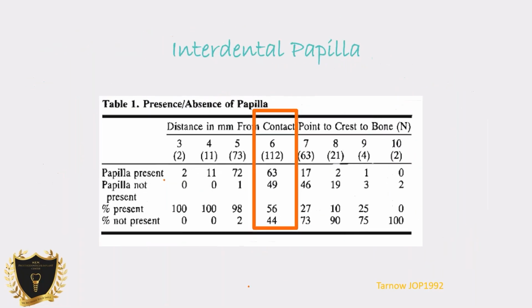Interdental papilla, a classic study from Tarnow, talks about the contact point. Approximately, we are looking at, in millimeters, 5 to 6 millimeters from the ideal contact point to the crest of bone. That was measured. It's a pretty common thing. We know this comes from Dennis Tarnow back in '92.